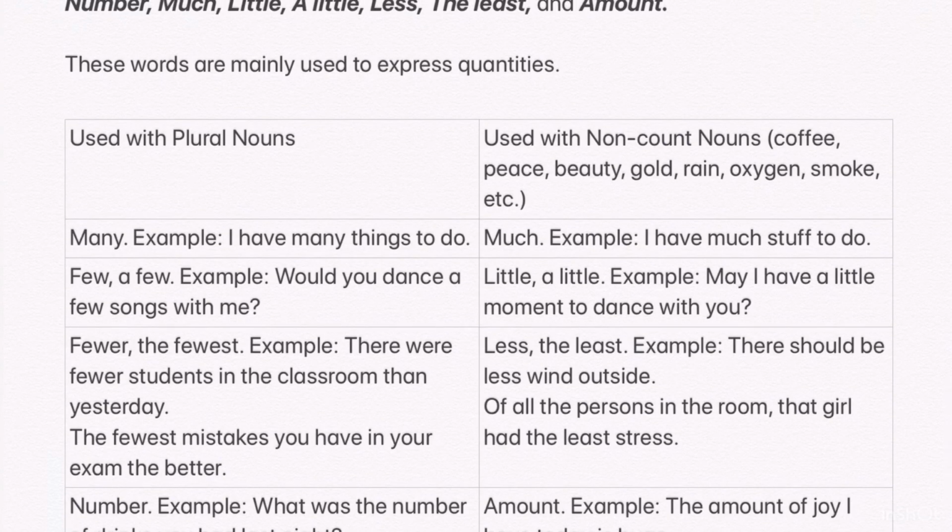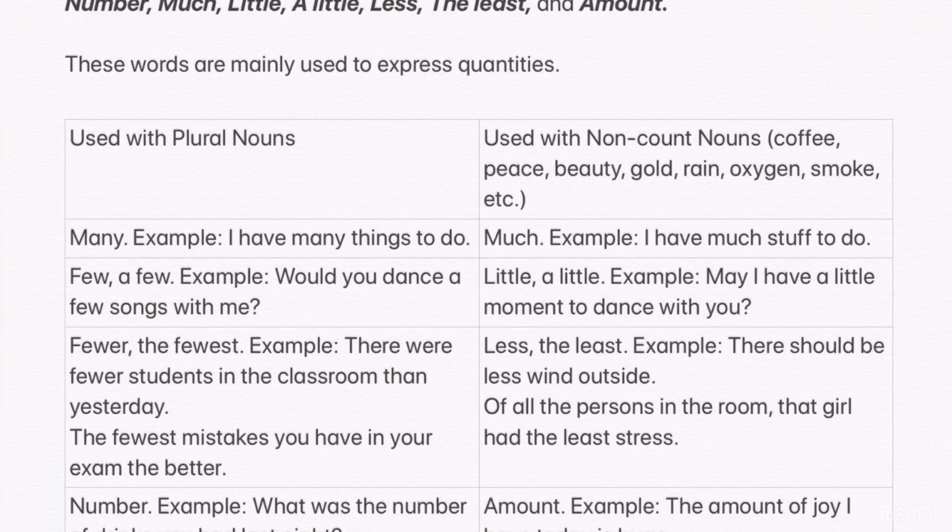Real easy. The ones on the left column are going to be used with plural nouns, okay? Only plural nouns. And the ones on the right are going to be used with non-count nouns. Remember what I told you, que los non-count nouns son aquellos sustantivos que nosotros no podemos cuantificar, que no podemos decir las tres aguas, los 10 oros, alright? So in this case we got, for example, coffee will be an example, peace, beauty, gold, rain, oxygen, smoke. There are a lot of words and you can find them with a simple Google search. Just put non-count nouns list and you will find them.